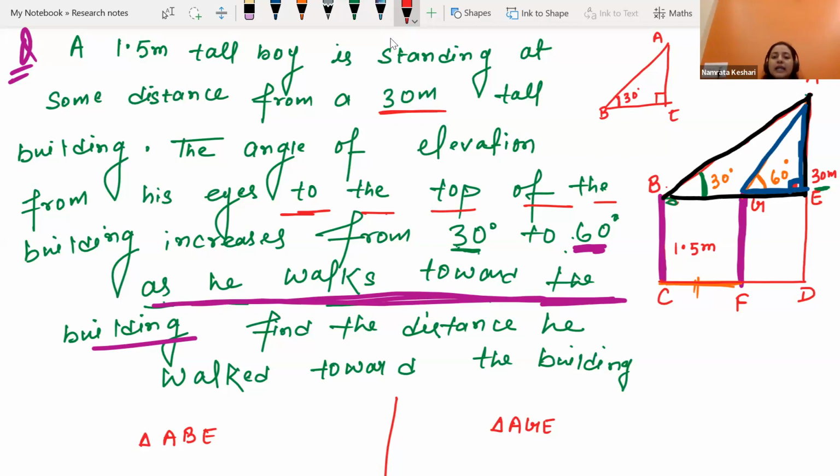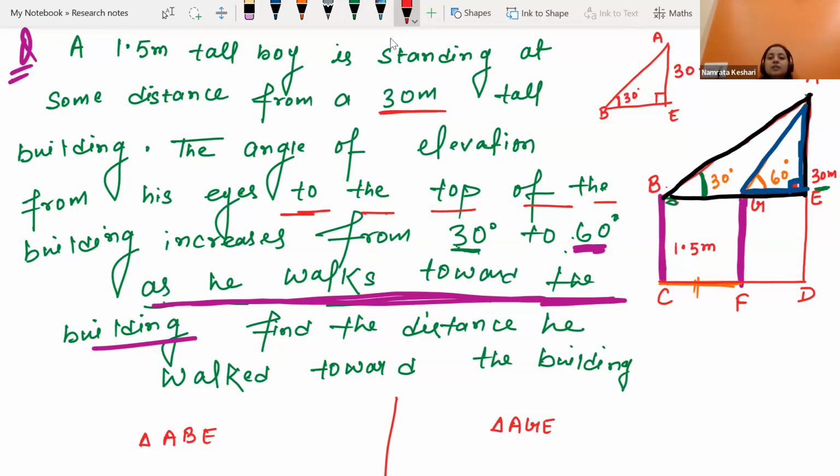Now what else we know apart from this 30 degree? 60 degrees, but that is not of any use for now. The building is 30-meter tall and the boy is 1.5-meter tall. We can subtract 30 minus 1.5 to get the remaining AE. Everyone getting it?